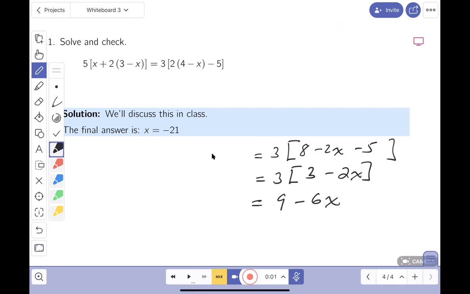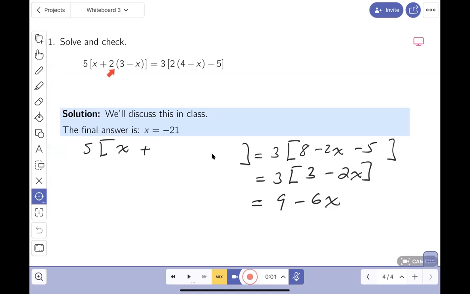Do mistakes happen? Of course they do. We'll know we made a mistake when we look at the answer in the end. Let's put the other side down. I see 5, a long grouping symbol, x plus, well, I'm going to remove this guy. 2 times 3, 2 times minus x. Let's write that down. I'm still working on it.